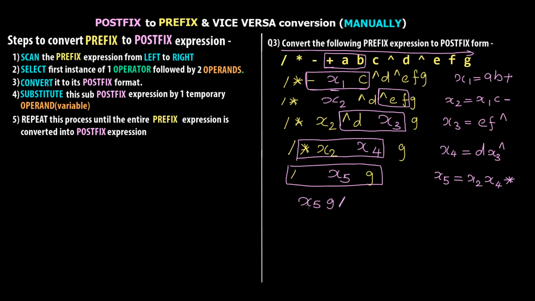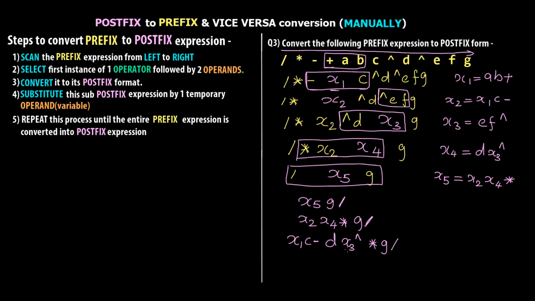So we've pretty much found our answer, and now we just have to resubstitute all the temporary variables. So x5 becomes x2 x4 star, then g and divide by is as it is. Now I have to substitute x2 and x4's values. What is x2? x2 is x1 c minus. So I'll write x1 c minus. What is x4? x4 is d x3 raised to. Then we have star g and divide by as it is.